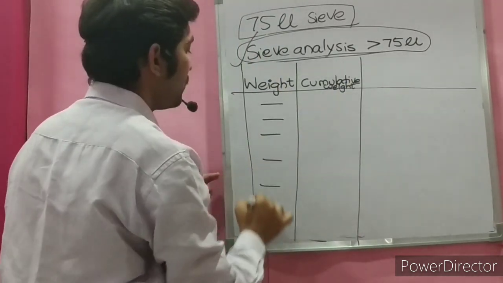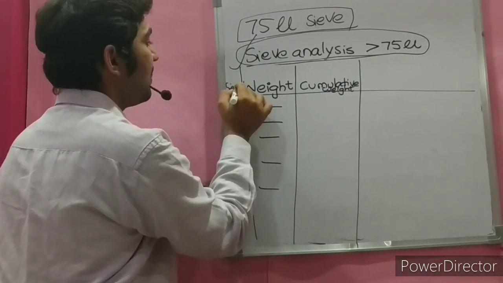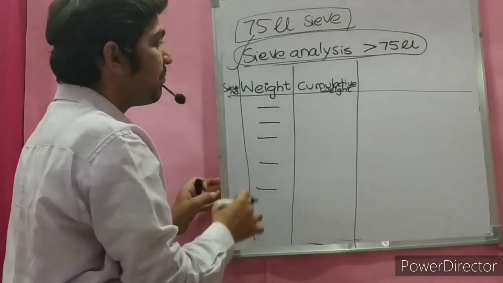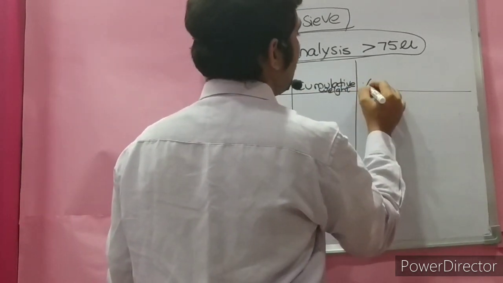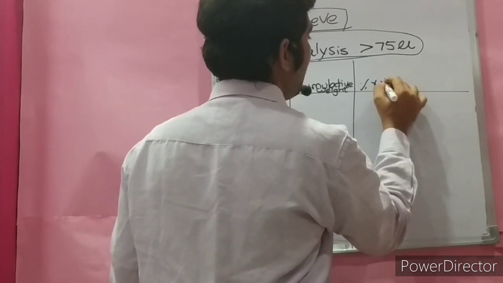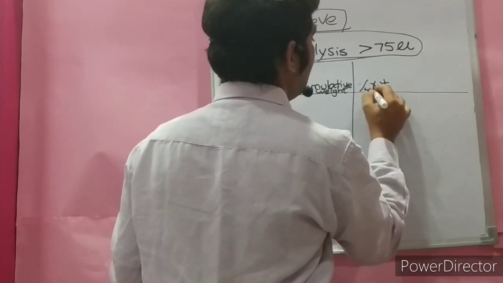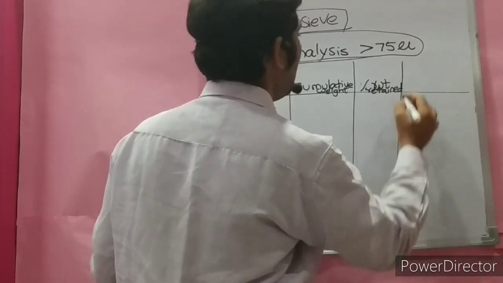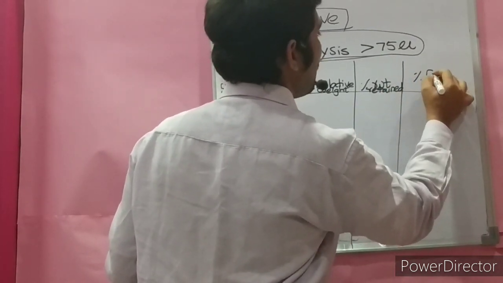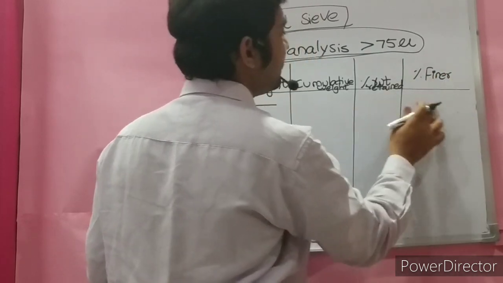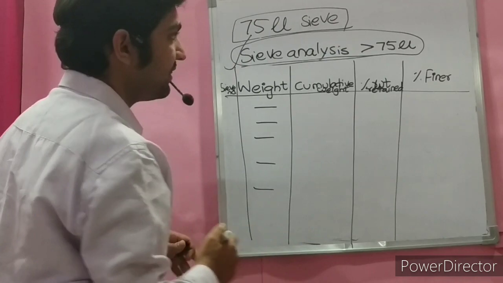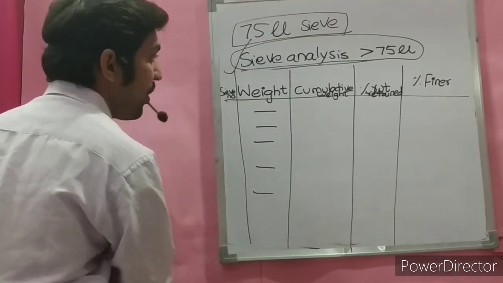Sieve number also goes in the first table: which sieve it is, which diameter, that is also important. So weight, cumulative weight, and percentage weight retained. From the percentage weight retained, we calculate percentage finer: 100 minus the percentage weight retained. That will give you the sieve analysis, and you plot a graph.